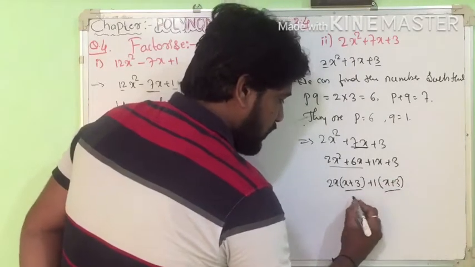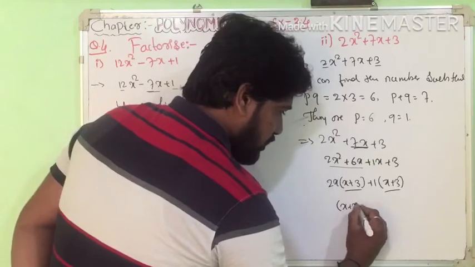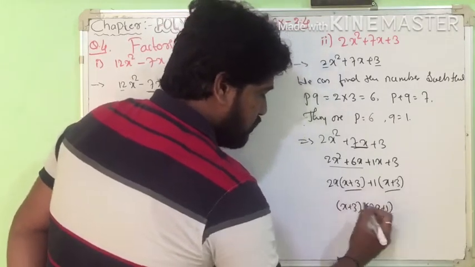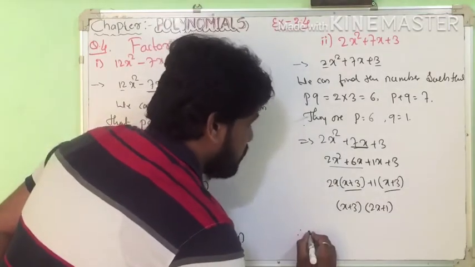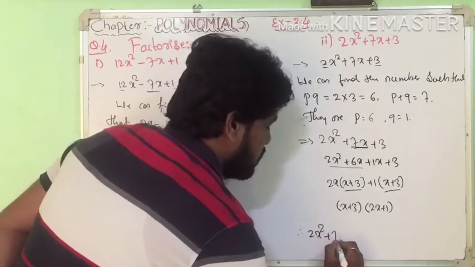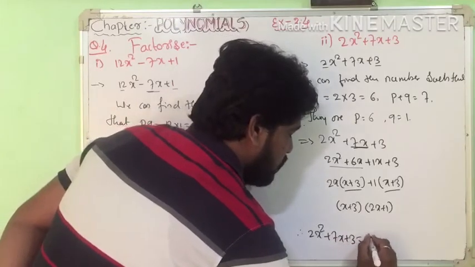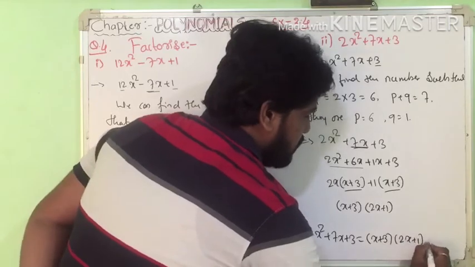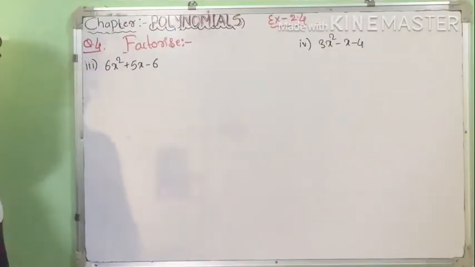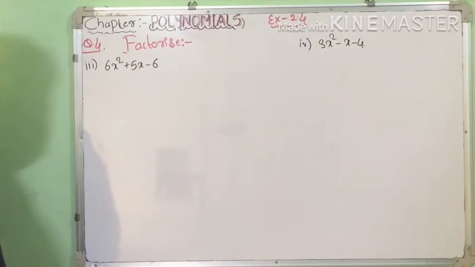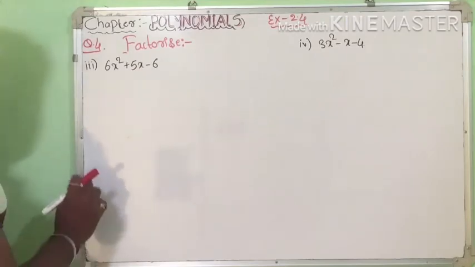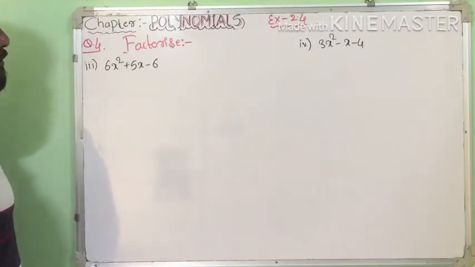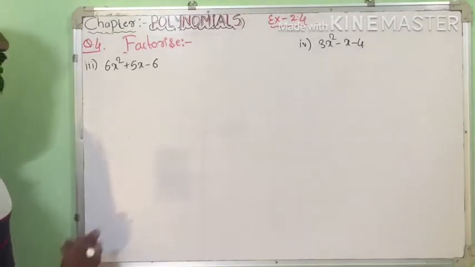These two are common, so take x plus 3 outside and remaining 2x plus 1. Therefore 2x square plus 7x plus 3 is equal to x plus 3 into 2x plus 1. It is a factorization. Then the third problem is 6x square plus 5x minus 6. Here for multiplication we want minus 36 and for addition or subtraction we want 5.